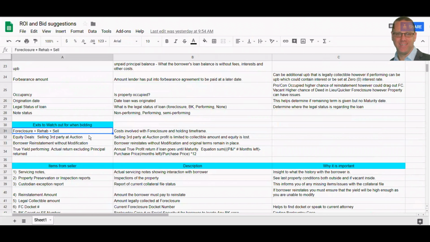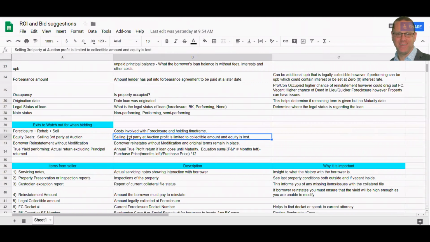Equity deals, of course, like I said before, if the property sells to a third party at the auction, you're limited in what you can collect. The only part you can collect is the legal collectible amount at the auction. So if a property is worth $100,000, and your legal collectible amount is $50,000, you're not going to get the additional $50,000. You can only credit bid up to $50,000. That additional 50 grand is lost if it sells at auction to a third party.